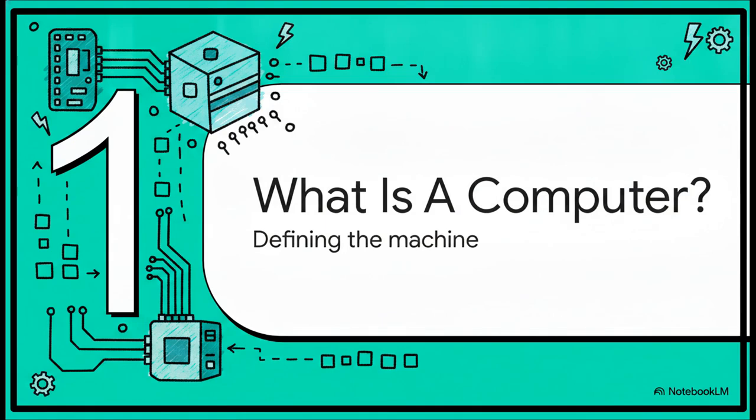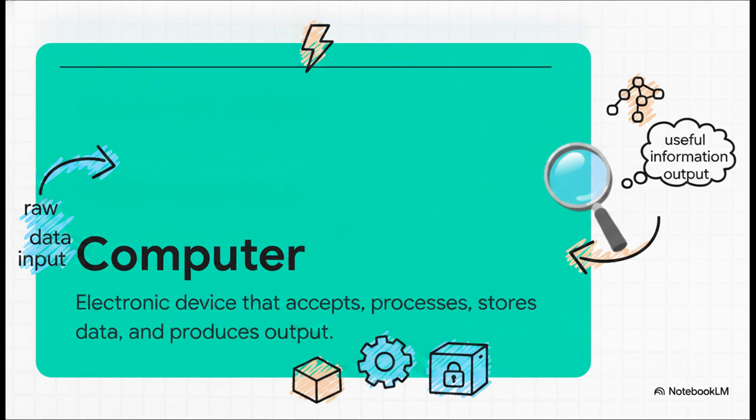Section 1. What exactly is a computer? At its absolute core, it's just an electronic machine. That's really it. It essentially has one main job. It accepts raw, unstructured data as input, processes that data by following a highly specific set of instructions, stores it if it needs to, and then produces an output. And that output? That's useful information. It's basically a giant, lightning-fast information transformation machine.